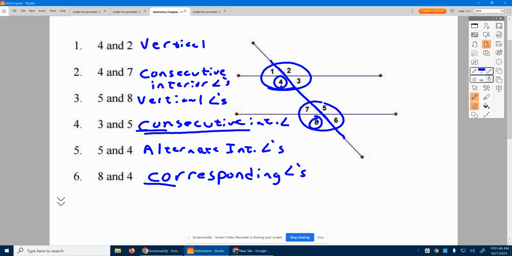The only ones that aren't going to match, usually with most of what we're doing here, are when we have consecutive interiors. Consecutive interiors like 4 and 7 or 3 and 5, interiors on the same side of the transversal, they're going to add up to 180.